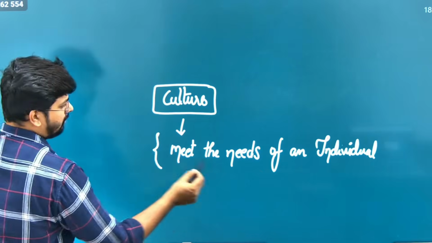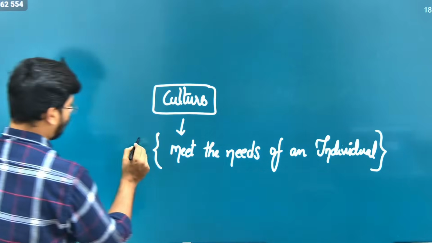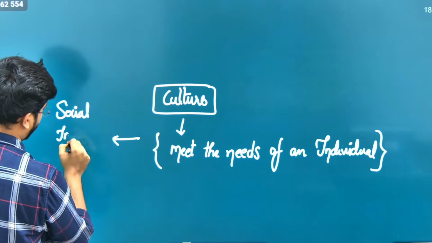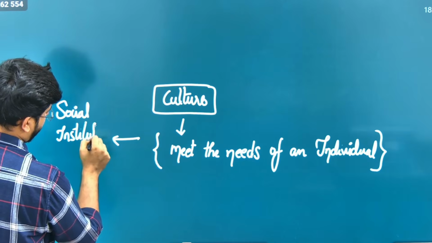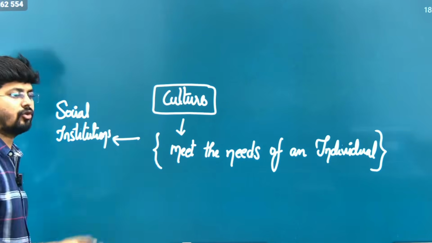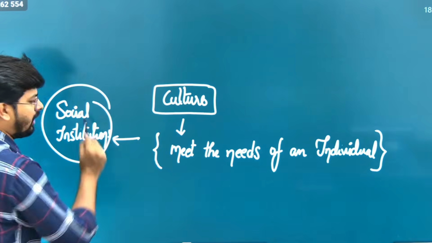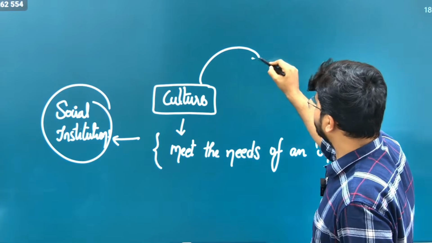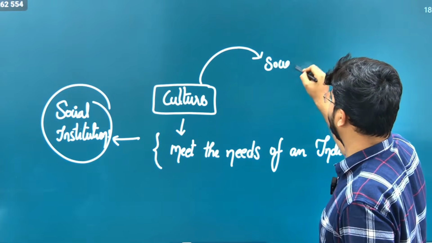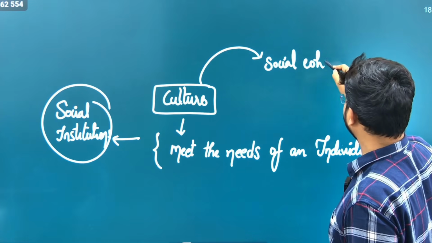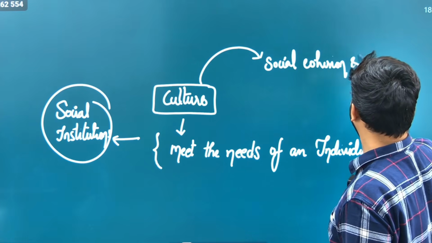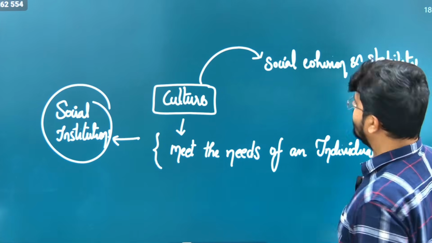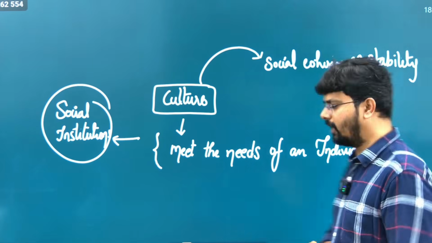Okay, and the social institutions are also there to meet the needs of an individual. Therefore, everything that is there is doing some good thing, and it is ensuring the social cohesion and stability within the culture. So, this is the ultimate conclusion of Malinowski.